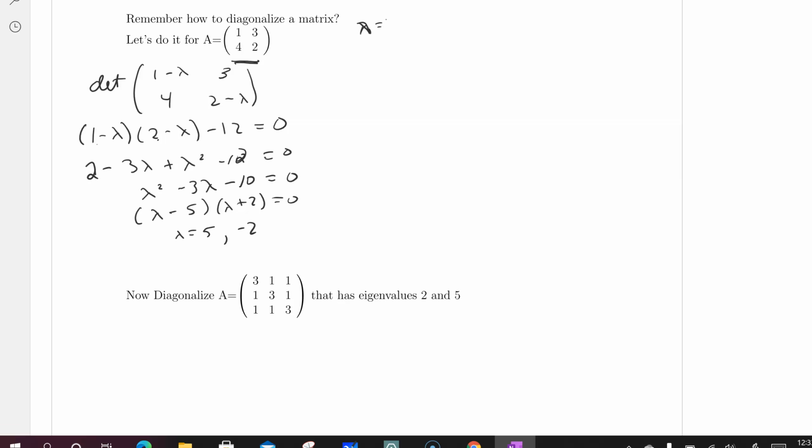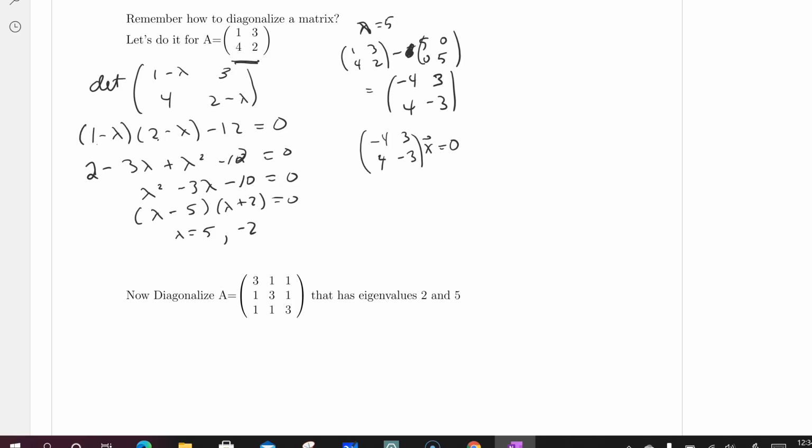So remember, what to do with lambda equal 5? I have to take A, subtract 5I. Well, let me put the 5 inside: 5, 0, 0, 5. Let's figure out what this matrix is. 1 subtract 5 is negative 4. 3 subtract 0 is a 3. And that's a 4. 2 subtract the 5 is a negative 3. So this is my matrix: negative 4, 3, 4, negative 3.